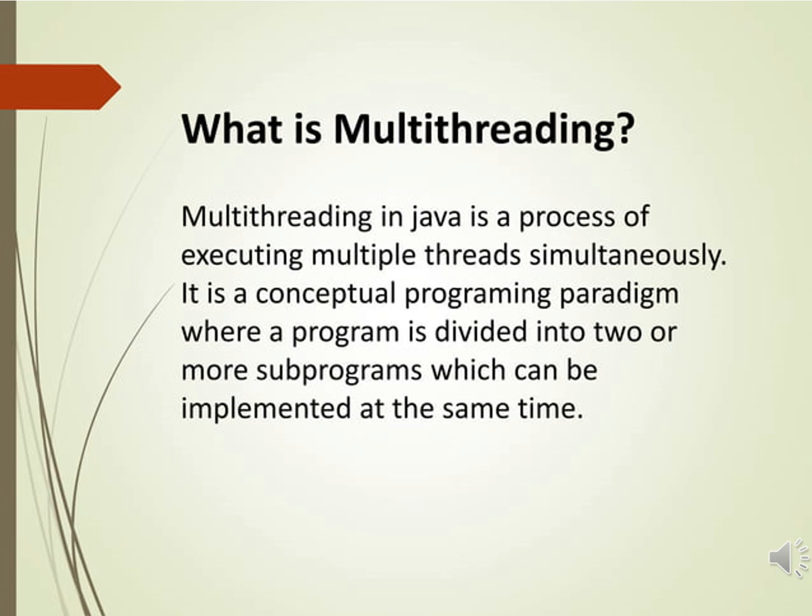Multiprocessing and multithreading both are used to achieve multitasking. We use multithreading rather than multiprocessing because threads use a shared memory area. They don't allocate a separate memory area, which saves memory, and context switching between threads takes less time than between processes. Multithreading is mostly used in games and animations.